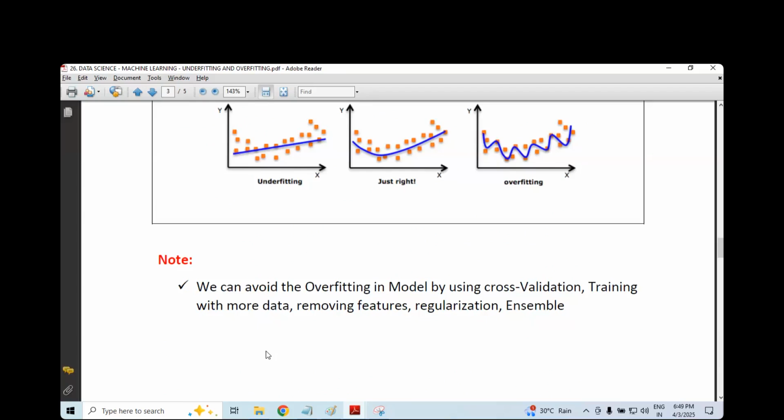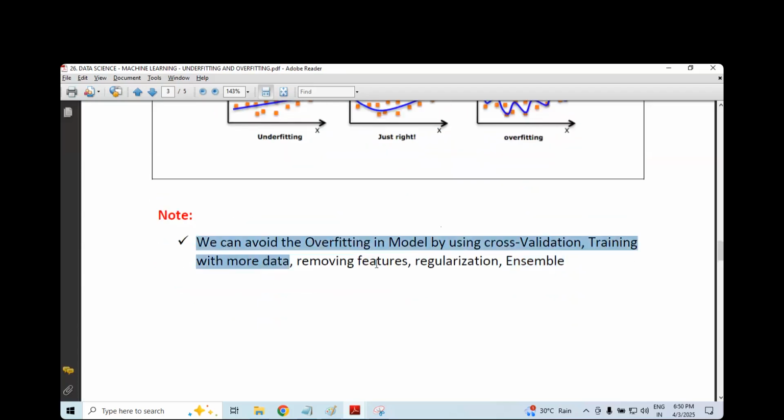What is the last one? Regularization, which is called L1, L2, also called lasso regression and ridge regression, which is an upcoming topic. The next one will be the ensemble technique. These are all solutions to fix the overfitting model. I'm repeating again. The first is k-fold cross-validation, that is really very good. Training with more data. Removing features. Regularization, L1, L2, also called lasso regression and ridge regression. The next one is called the ensemble technique. Make a note on this. These are all solutions.